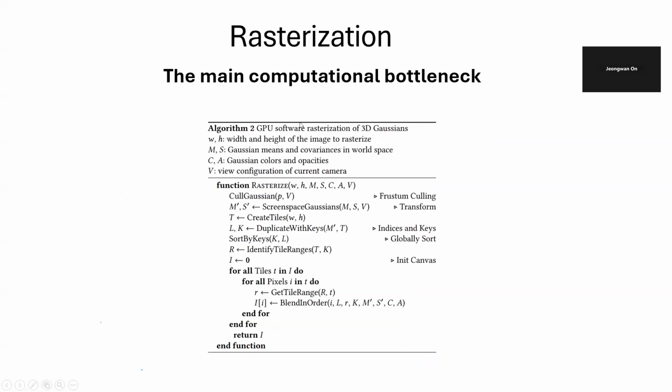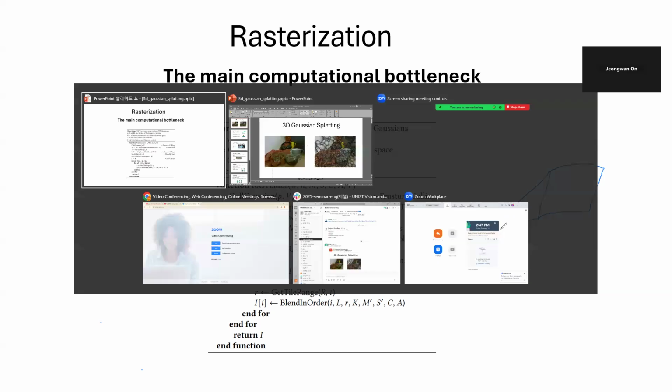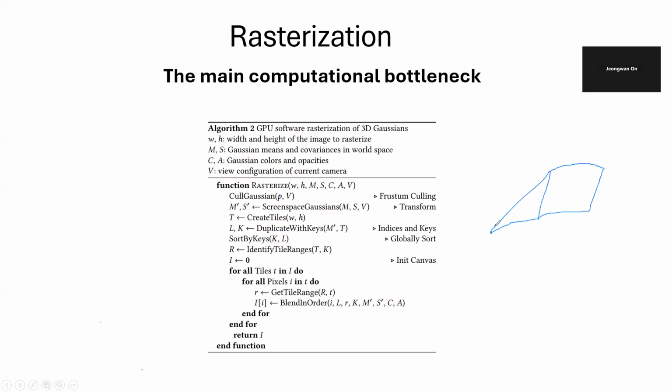Okay, so let's talk about the main computational bottleneck, which is the rasterization. So here is the code for rasterization. Here we will firstly remove all the Gaussians that are outside our point of view. So if this is, for example, our camera, and we have a screen like this, we will remove every Gaussian that is outside of this area because we cannot see them.